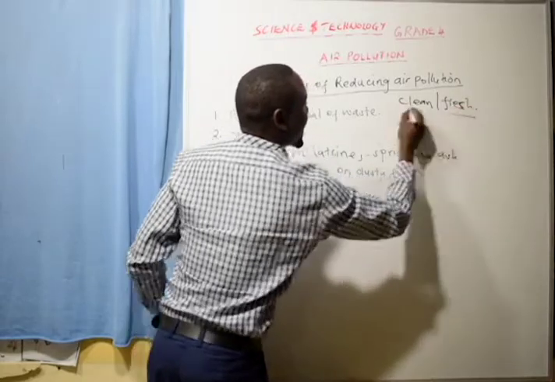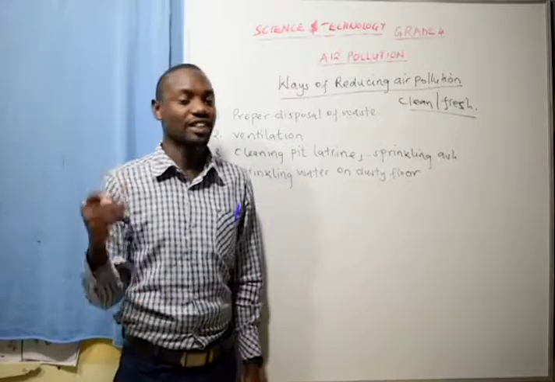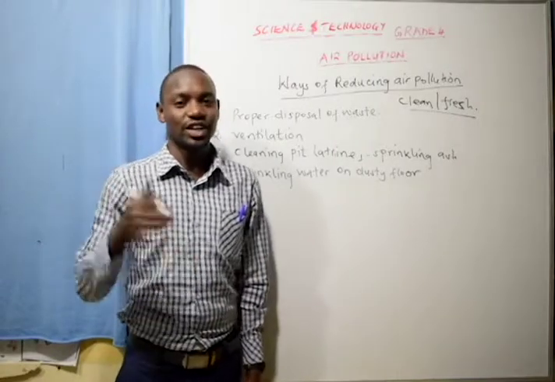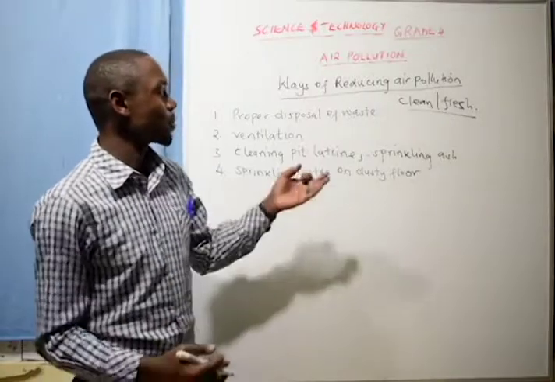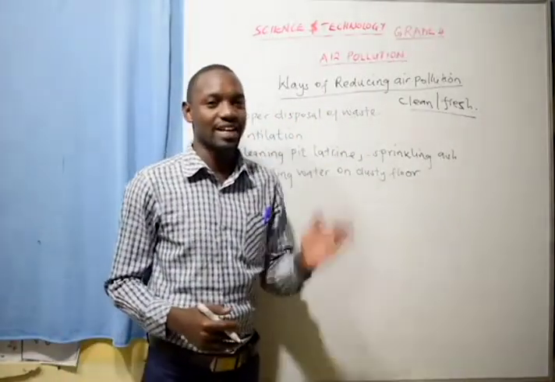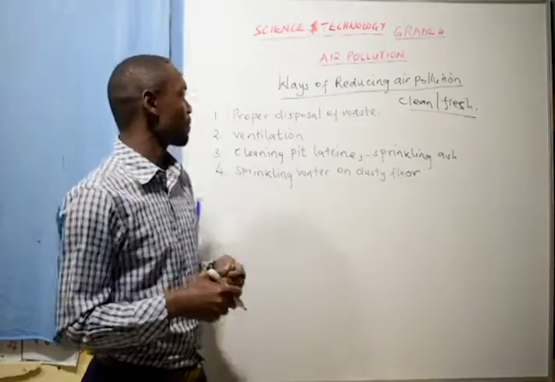Because we said that polluted air will cause irritation of the eyes, and it will also cause itching and difficulty when breathing. You'll not be able to breathe properly when you are living in polluted air. Polluted air is air that is unclean for human use.